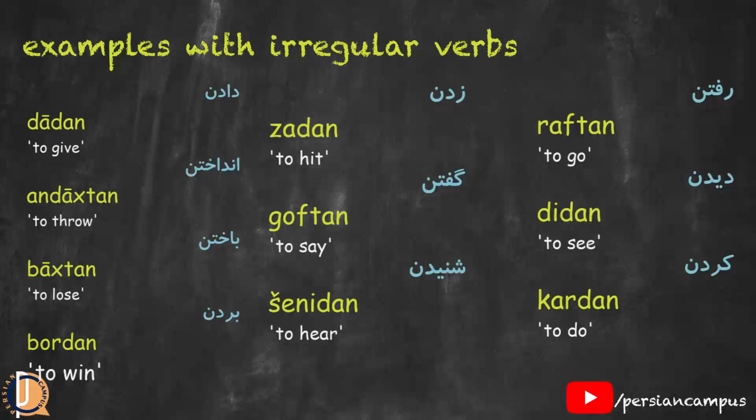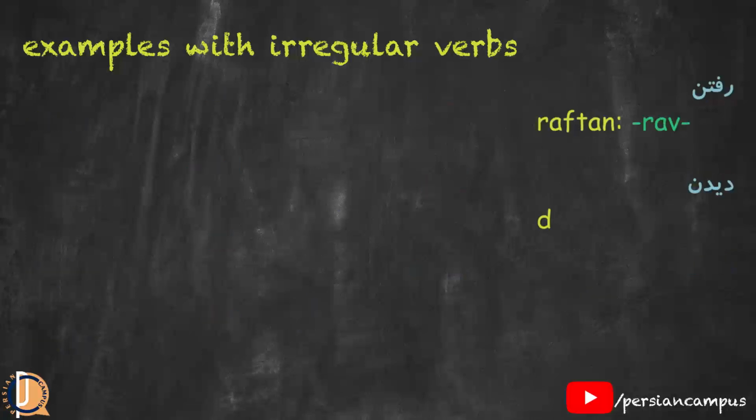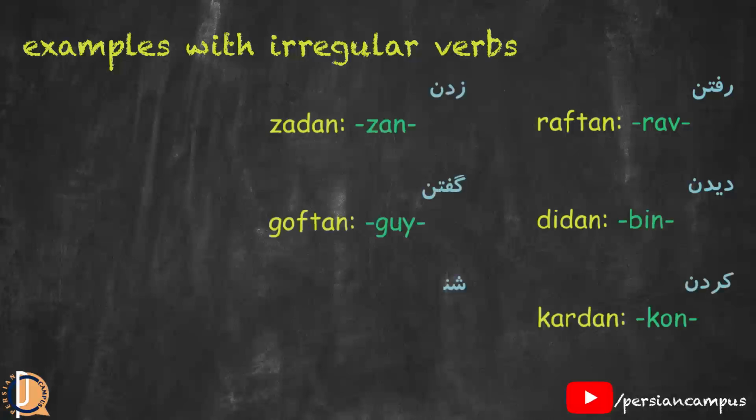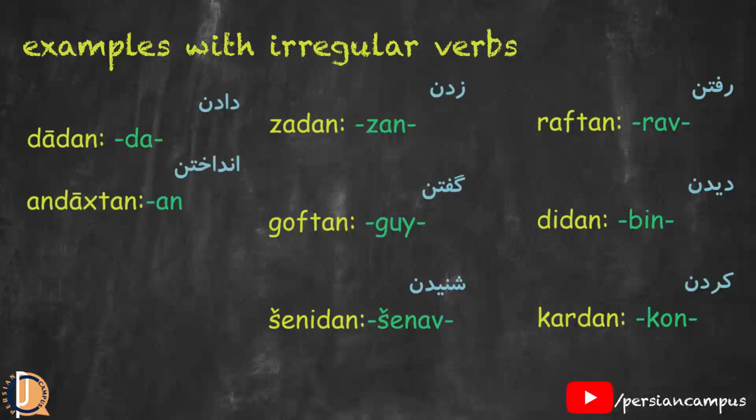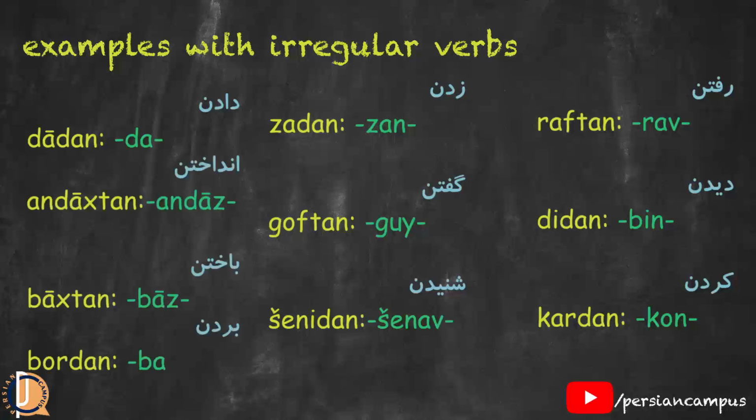We will learn more about the regular and irregular verbs in the following lessons. The present stems of these verbs are rav, bin, kon, zan, گوی، شنو، ده، انداز، باز، بر. In the next lessons, we will learn a few regular and irregular verbs in detail.